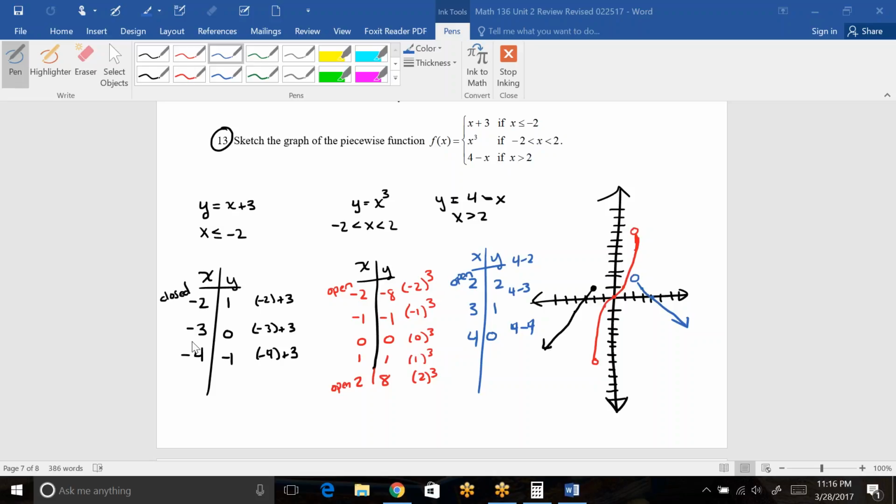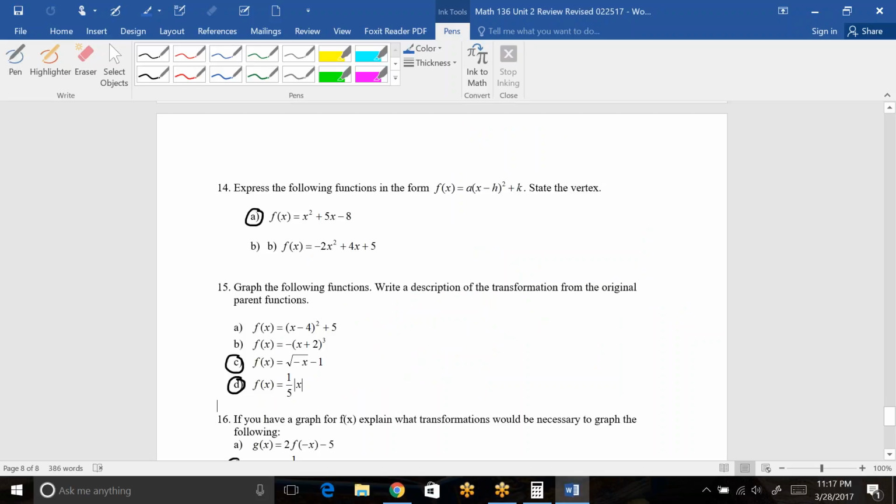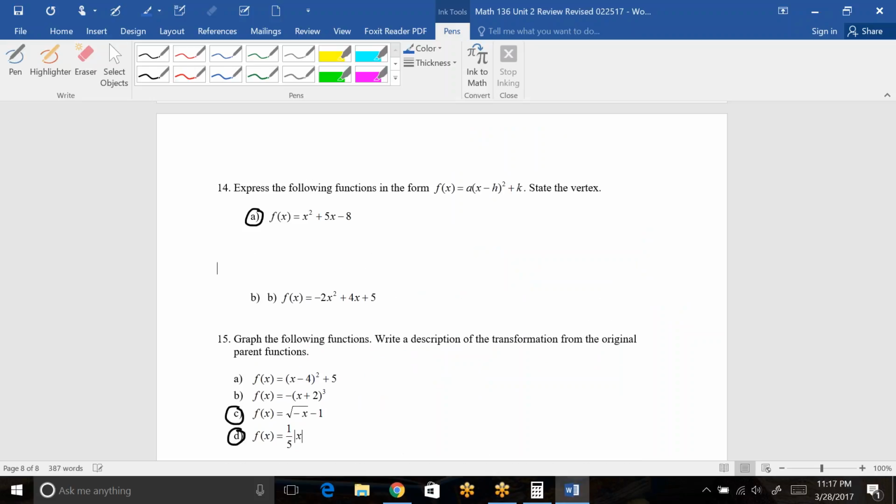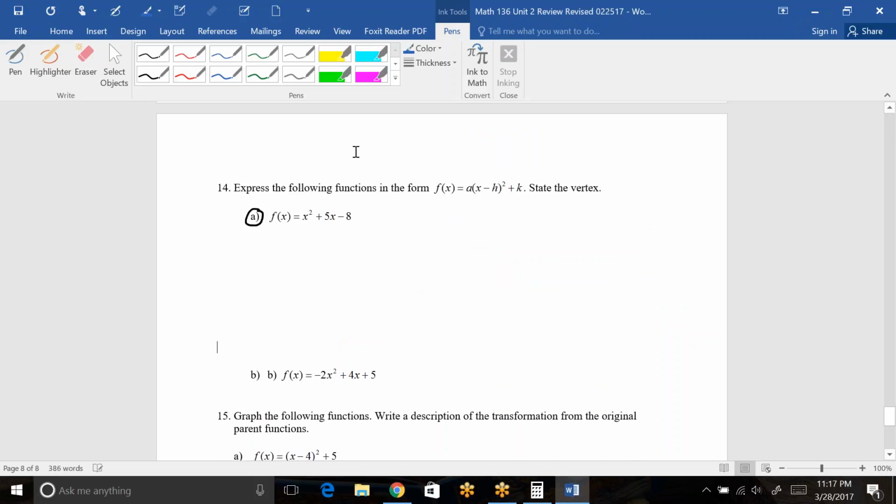Okay, so we are moving on to 14, so we only have a couple questions left before the end. For 14a, we're supposed to put this into parentheses x minus h squared plus k format. That's what our directions say. Anytime you're trying to put something into this format, you need to complete the square.